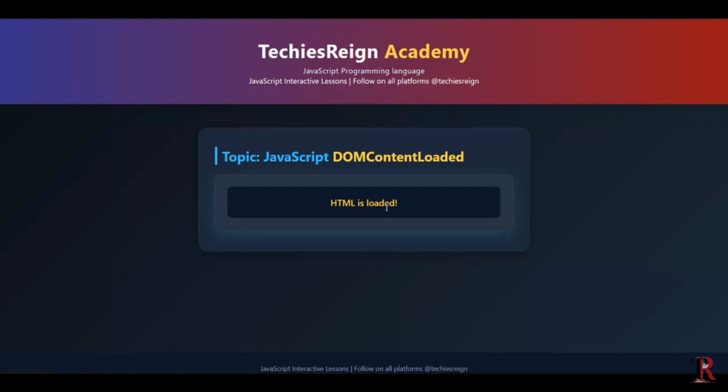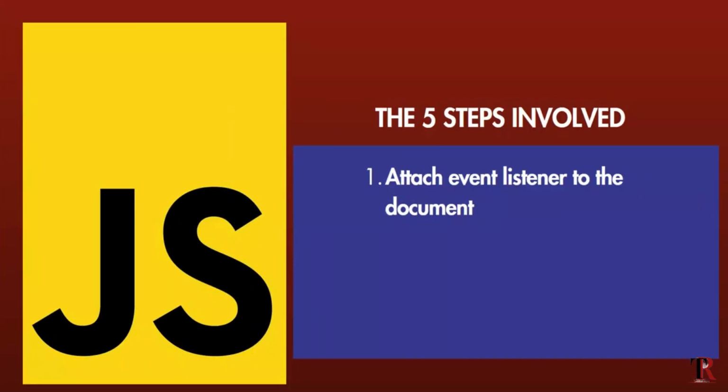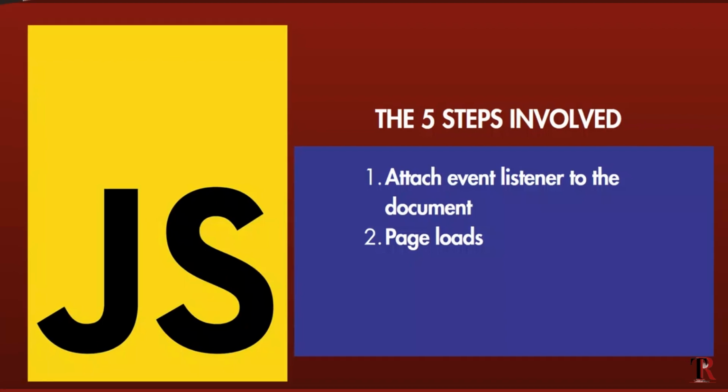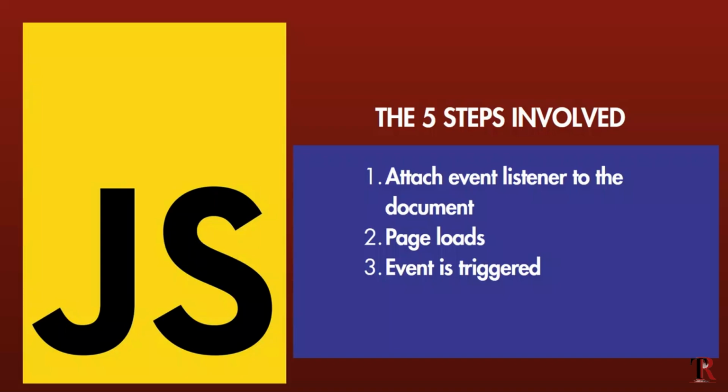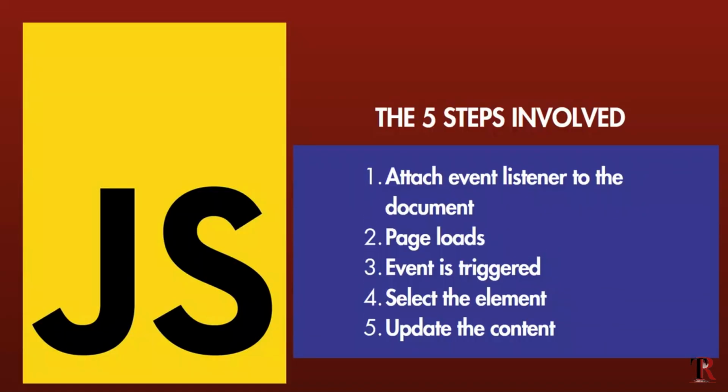So we are going to look at how we can build this simple text to load after our web page has been fully loaded. There are 5 steps involved. Number 1, we're going to attach an event listener to the document. Step 2, page loads. This is when the browser finishes loading all HTML elements. Number 3, event is triggered, which means DOM content loaded fires automatically. Step 4 is to select the element, that is, target the paragraph where we want to make changes. Lastly, we have updating the content. Then this is what happens when the DOM has been fully loaded and it displays the message on the page.